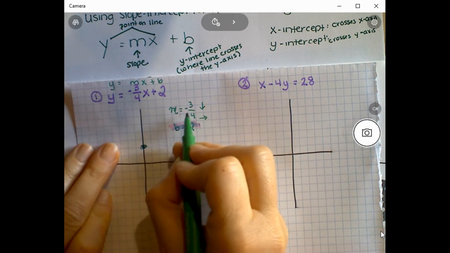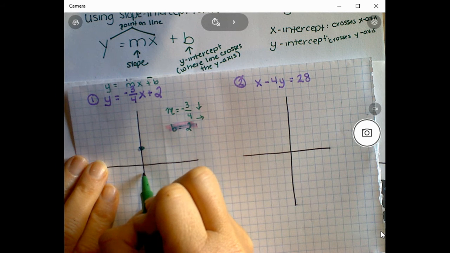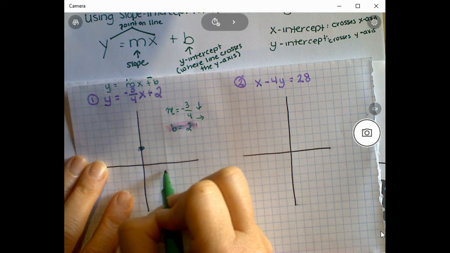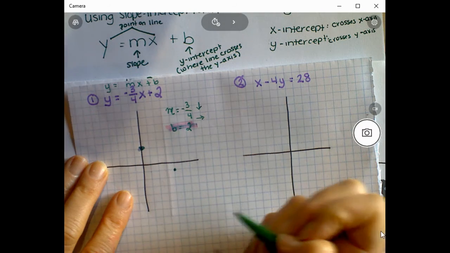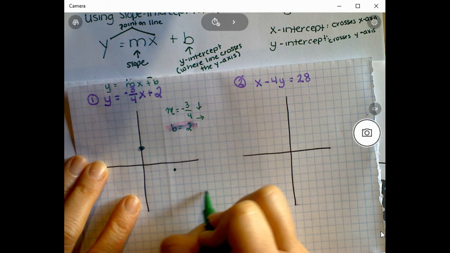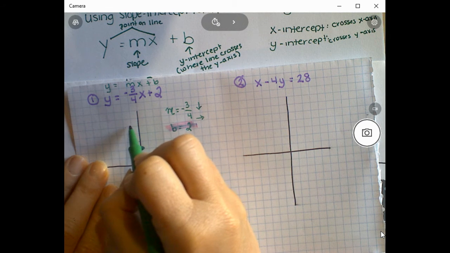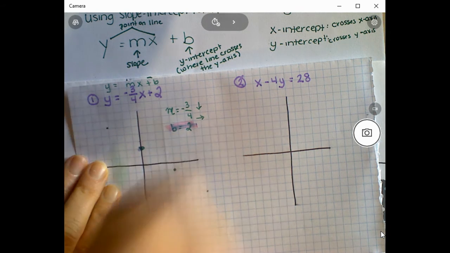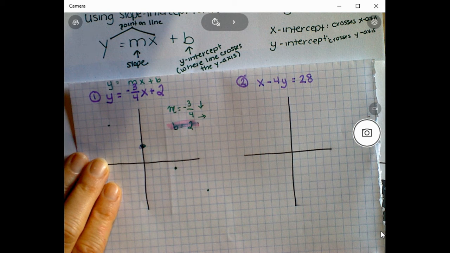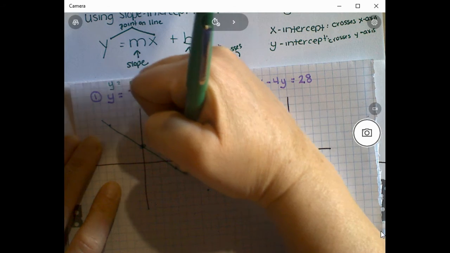From there, you're going to go down 3: 1, 2, 3, and over 4: 1, 2, 3, 4. And you could keep going down 1, 2, 3, 1, 2, 3, 4. You could go up 3: 1, 2, 3, backwards 1, 2, 3, 4, and you see they all fall into a line. You really only need 2 points to create a line.